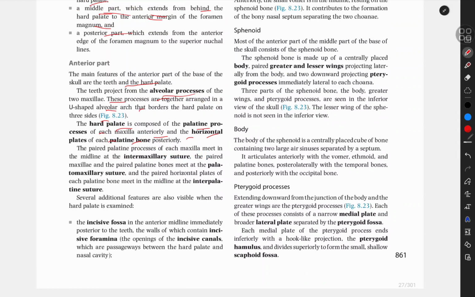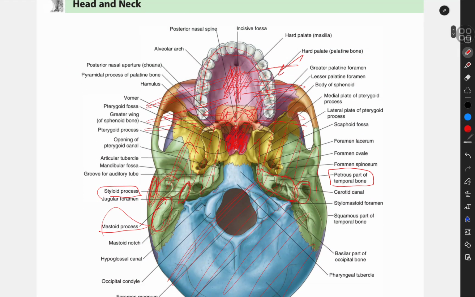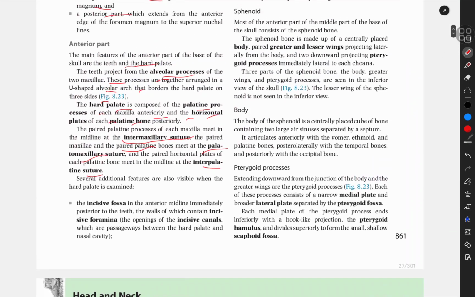Paired palatine processes of each maxilla meet in the middle at the intermaxillary suture. The paired maxilla and the paired palatine bones meet at the palatomaxillary suture, and the paired horizontal plates of each palatine bone meet at the interpalatine suture. Intermaxillary suture, palatomaxillary suture, interpalatine suture.